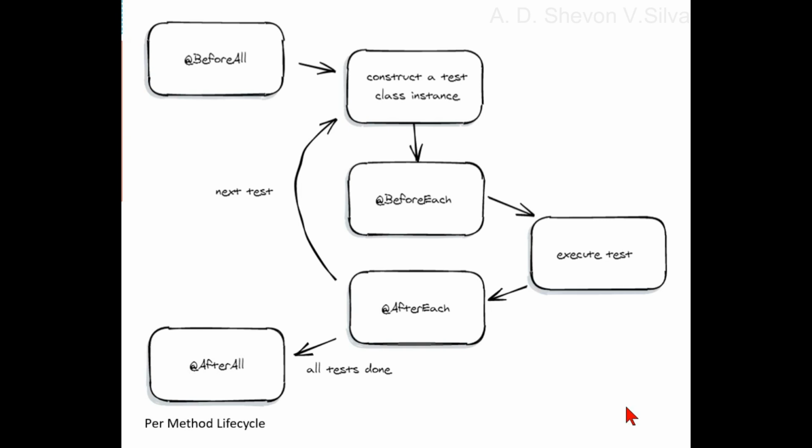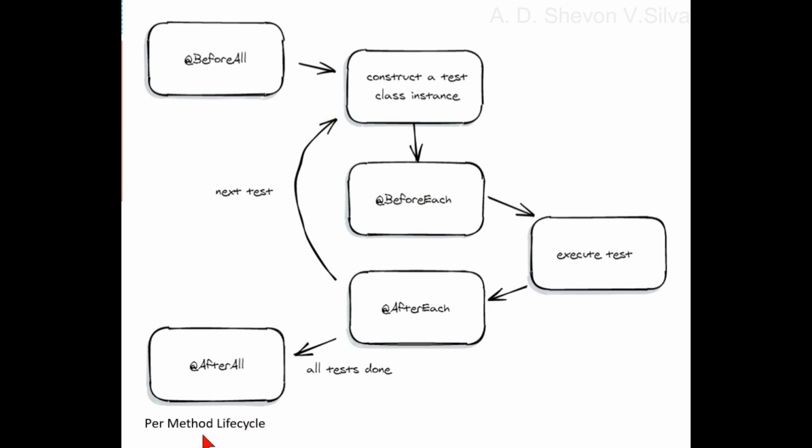Before all and after all annotations denote that the annotated method should be executed before or after all test methods in the test class. If you have 10 test methods in the test class, before each and after each will be executed 10 times, but before all and after all only once.